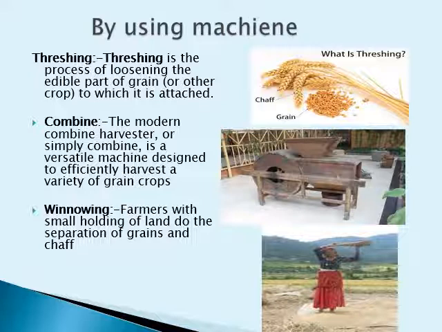So now what is combine? A modern combine harvester or simply combine is a versatile machine designed to efficiently harvest a variety of grain crops.